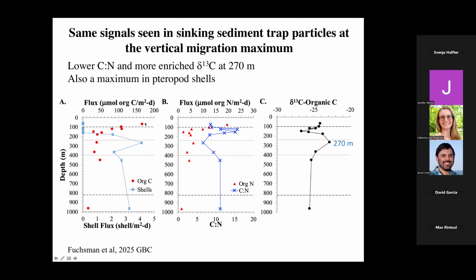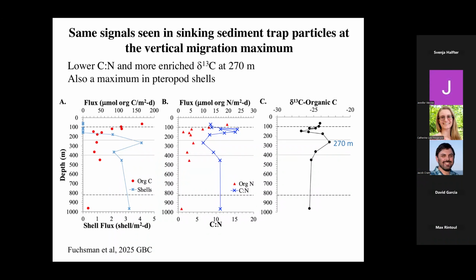So we have a lot of sediment trap data. And we also have shells, particularly these are pteropod shells. So you can see that there's a maximum of pteropod shells at 270 meters. And we have increased particulate organic nitrogen. So our C to N ratio is also low, which could be indicating zooplankton. And our C13 is enriched at 270 meters in the sinking organic matter. So we see it both in the suspended and the sinking.